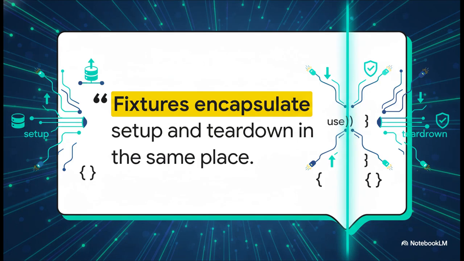Now, I really want you to let this quote from the architecture docs sink in, because this right here is the absolute magic of custom fixtures. Fixtures encapsulate setup and teardown in the same place. Code before await use is setup, code after is teardown. The use function is just this brilliant dividing line. Playwright actually guarantees that any code you write after await use is going to execute, even if your test catastrophically fails right in the middle.